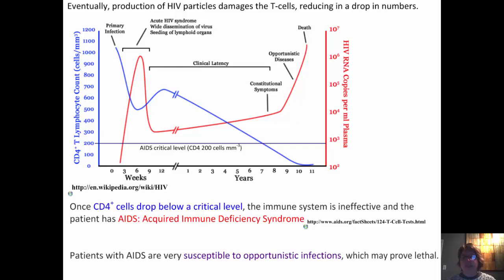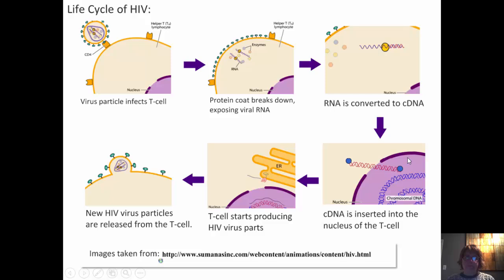So the acquired immune deficiency syndrome is a result of the HIV virus, and it is because your body's T cell counts are so low that your immune system is deficient. So patients with AIDS are much more susceptible to just everyday infections, which could prove lethal. So you can see here, as we hit that level, any infection is going to have issues for us, and our HIV copies are just going to continue to increase.